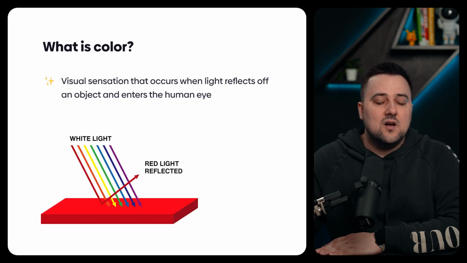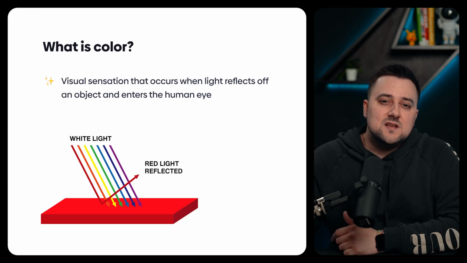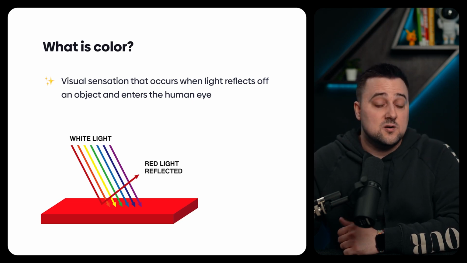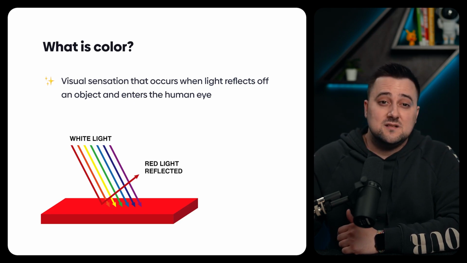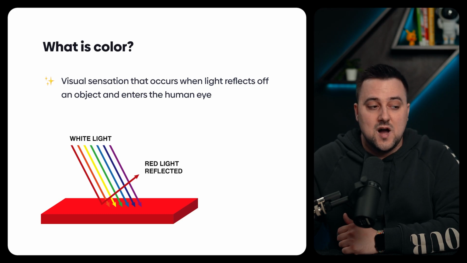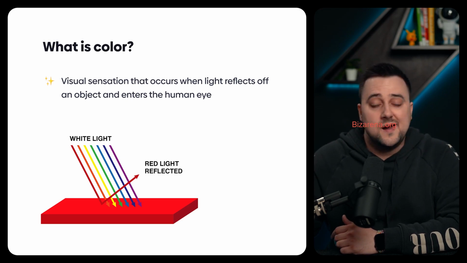Let's take a look at color from another angle. Color is the visual sensation that occurs when light reflects off an object and enters the human eye. The color we perceive is a result of the wavelengths of light that are absorbed or reflected by the object. The colors that we see are those that are reflected back, while the colors that are absorbed are not seen. For example, a red apple looks red because it reflects red wavelengths of light, while it absorbs other colors like blue and green. As humans, we have a unique ability to perceive colors thanks to our eyes and brain.